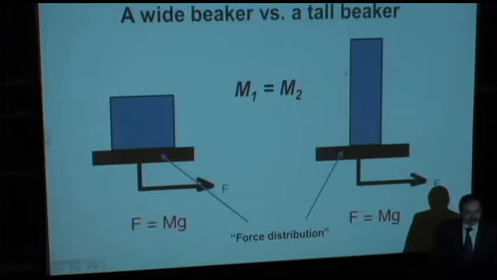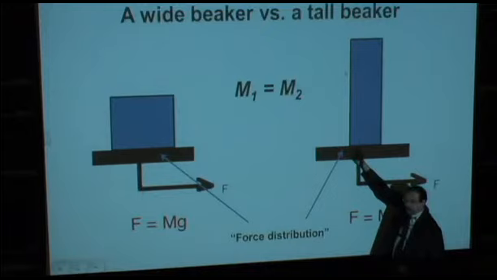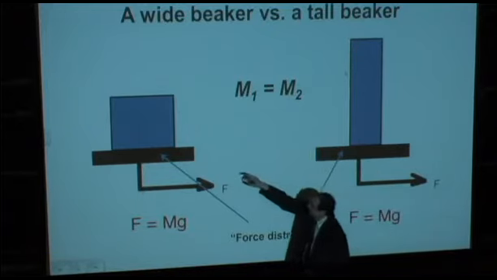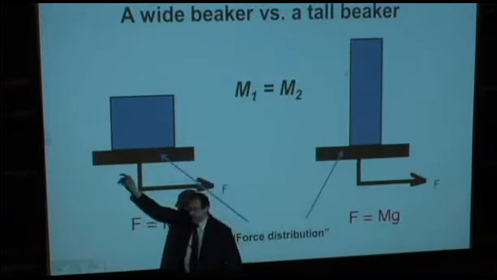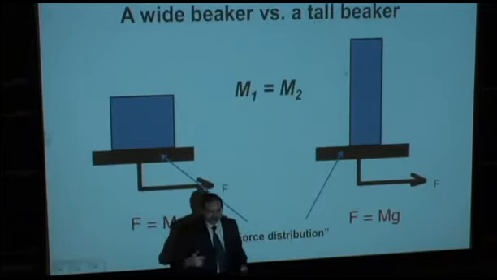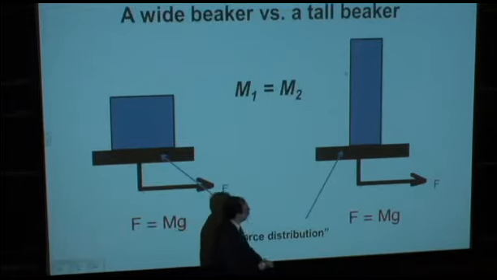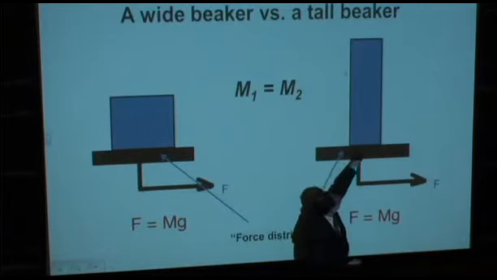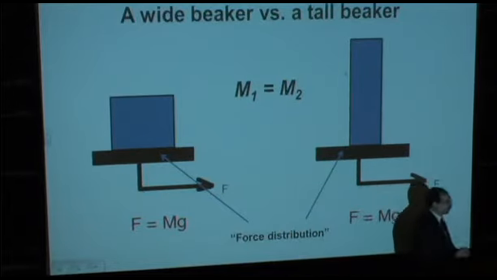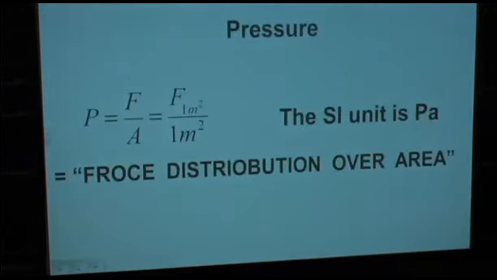Well, it depends on what we mean by difference. Here, the acting surface is much smaller. Here, the acting surface is much larger, but the force they provide to the scale is the same. Same amount of water, I just pour it from one beaker into another. What is difference? Well, we can say force distribution is different. And how do we call that physical parameter? We call it pressure.